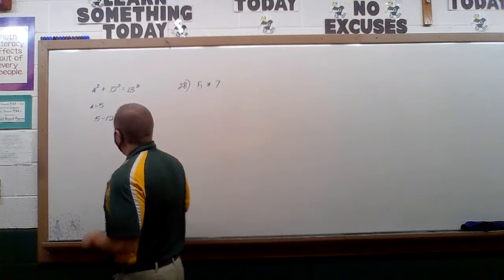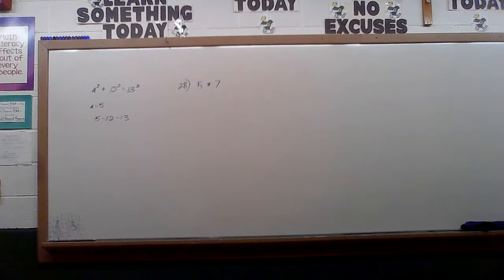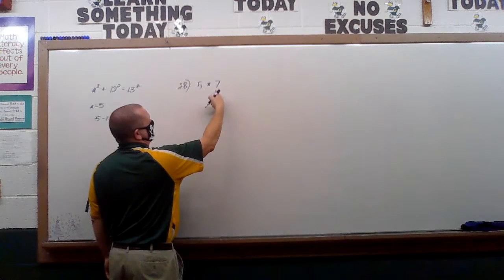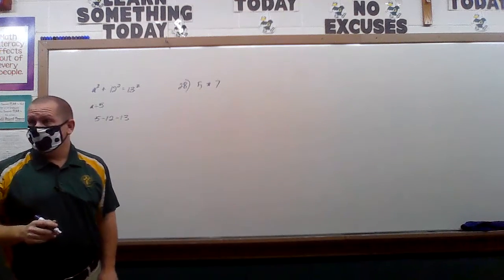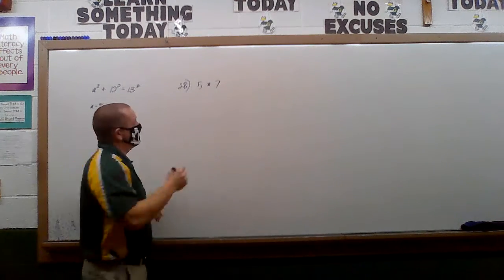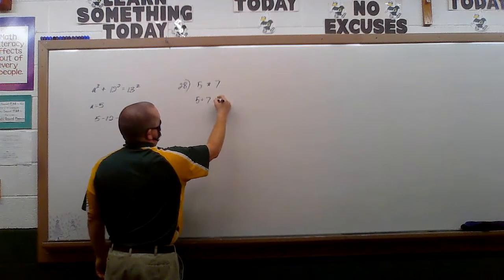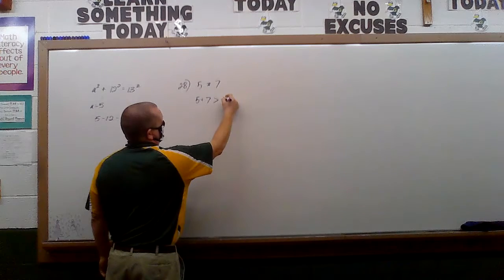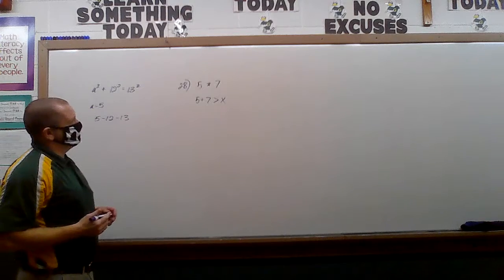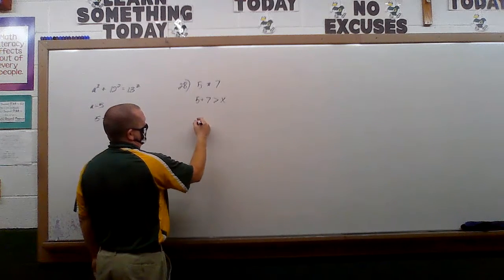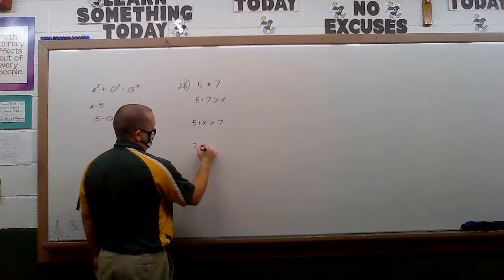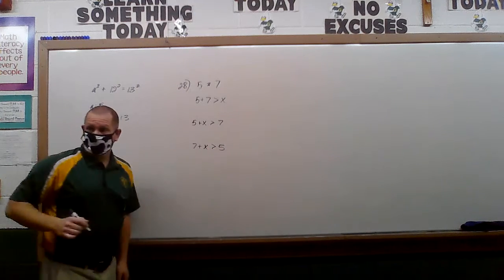5 and 7. So, we're looking for the third side, right? But we're looking for a range. So, what has to be true about these 2 things compared to that third side? Bigger. So we're going to say 5 plus 7 has to be greater than some variable. Doesn't matter which variable. Then I'm going to do all the combinations. 5 plus x has to be greater than 7. And 7 plus x has to be greater than 5.